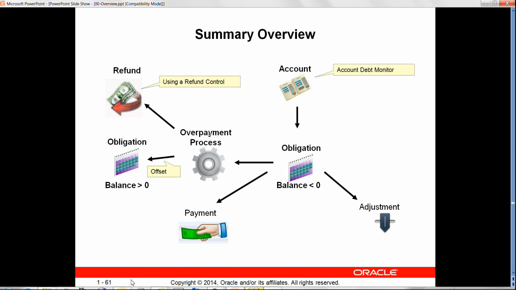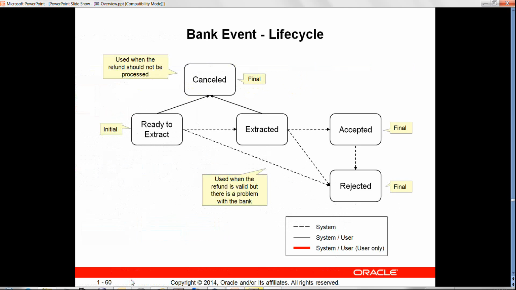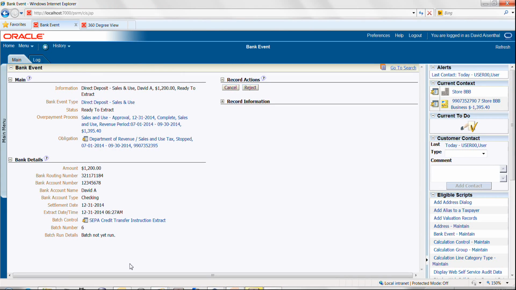For direct deposit, we also need to work with a bank event. And a bank event starts with a ready to extract and needs to then extract the data for the banks and be accepted by the banks. And only after that happens do we actually update the balance. Because only then are we assured that the amount of money got to the actual person, to the actual tax authority. So in order to do that, we're going to run a few different batches, which will generally be done in the background, in order to trigger that to happen.